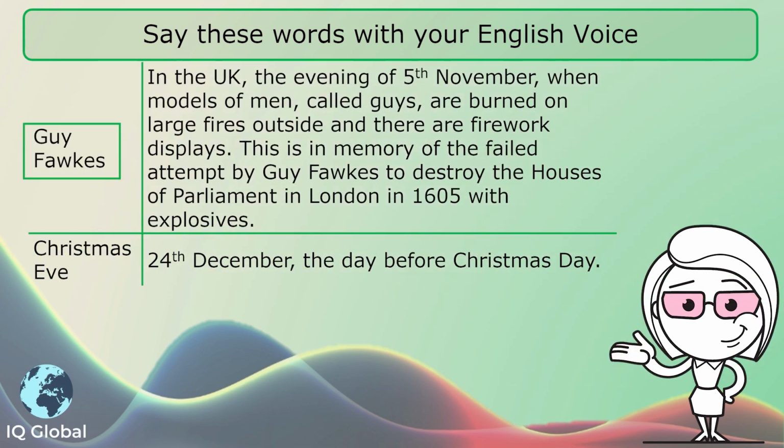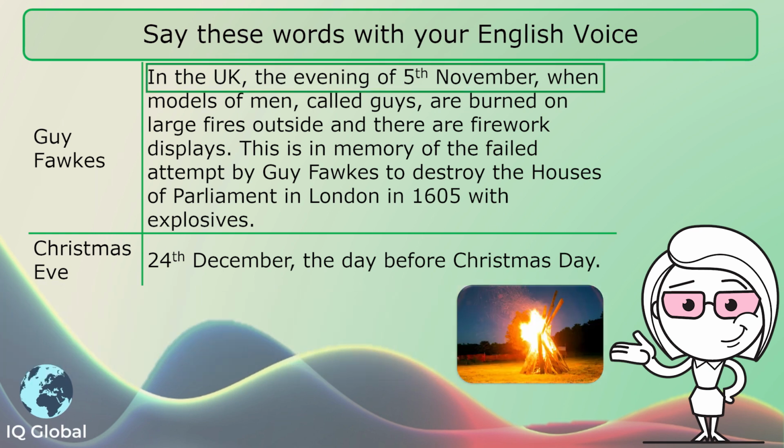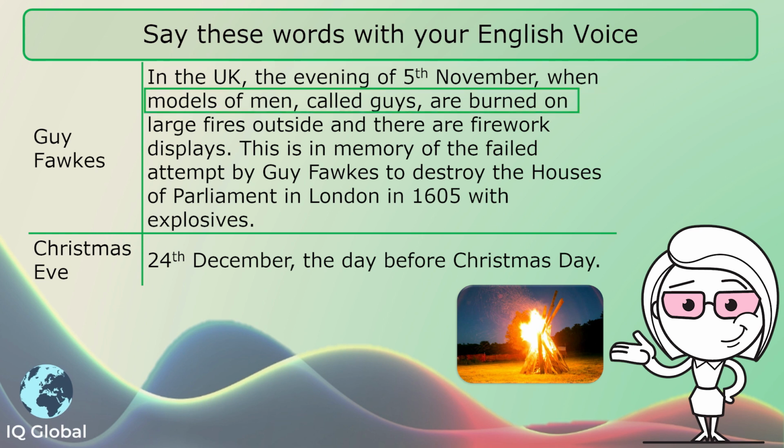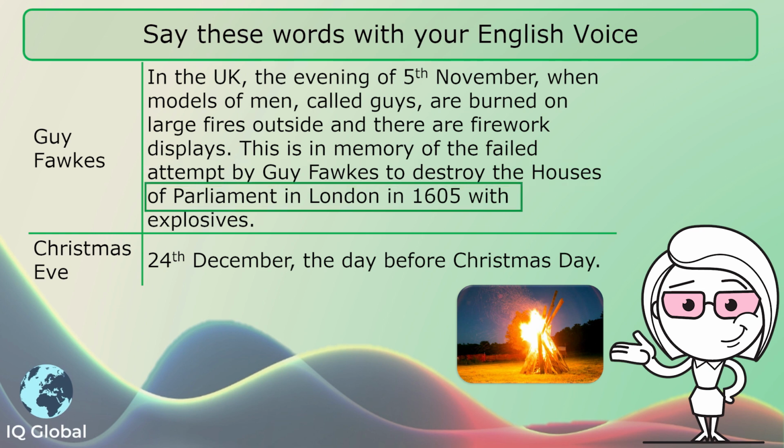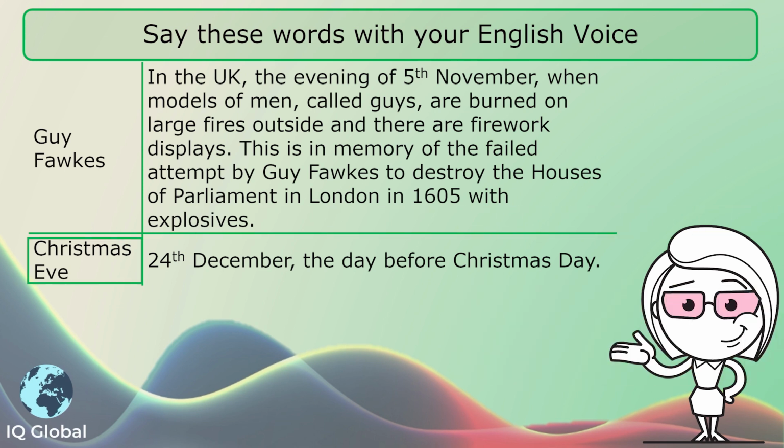Guy Fawkes. In the UK, the evening of the 5th November, when models of men called guys are burned on large fires outside and there are firework displays. This is in memory of the failed attempt by Guy Fawkes to destroy the Houses of Parliament in London in 1605 with explosives.